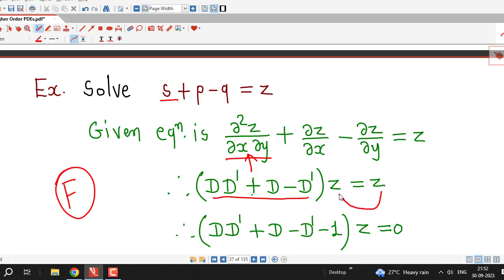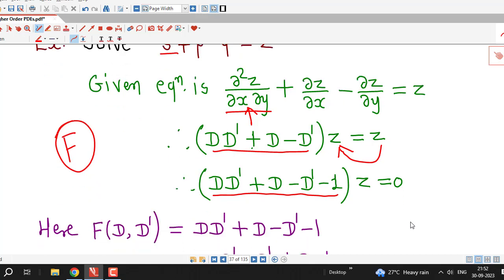And if I shift this on this side, and I can take z common, and this is my capital F(D, D') plus D minus D' minus 1, z equal to 0. And it is non-homogeneous. Obviously, the degree of each term is not the same, therefore F(D, D') is non-homogeneous.